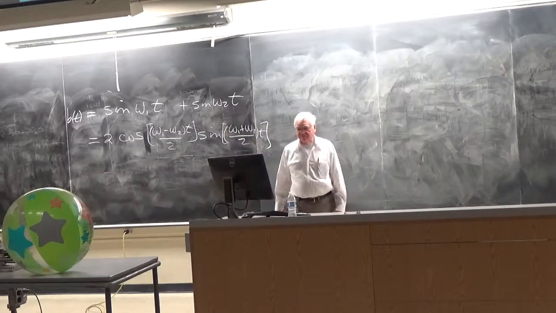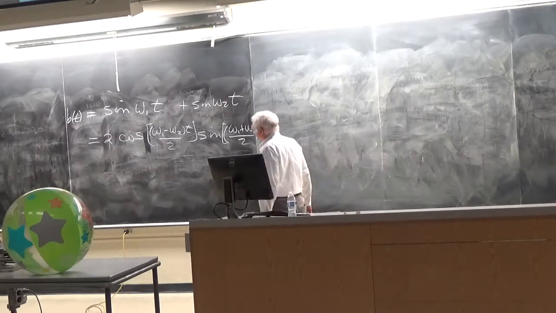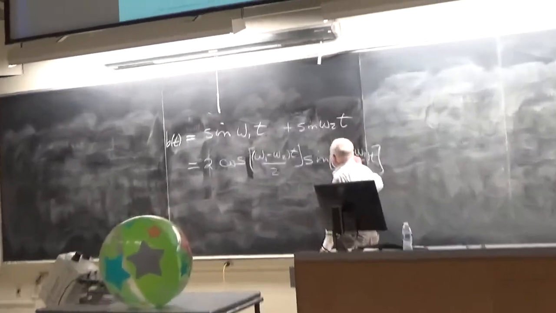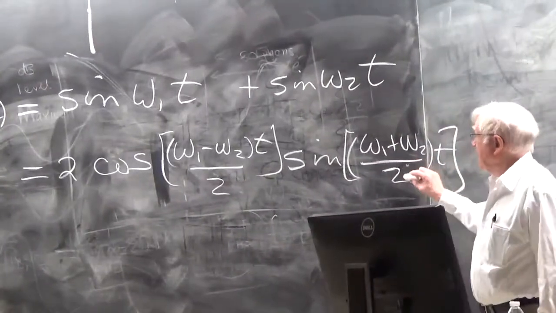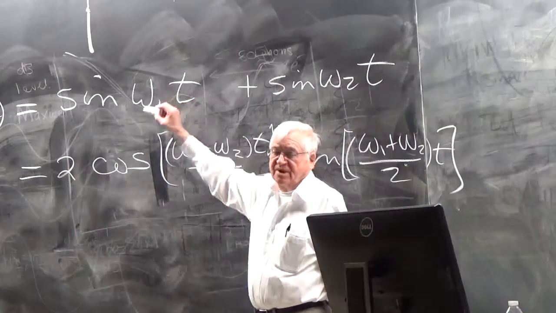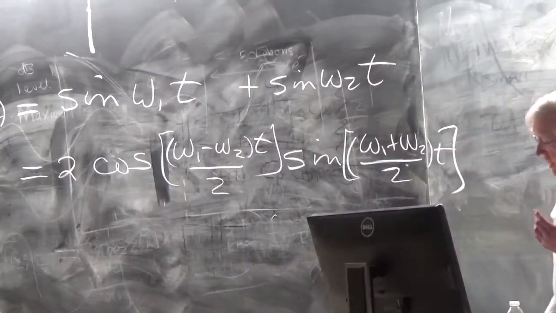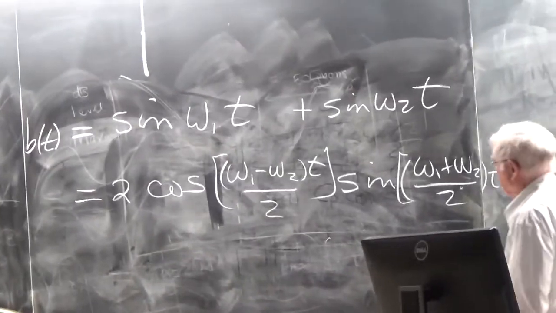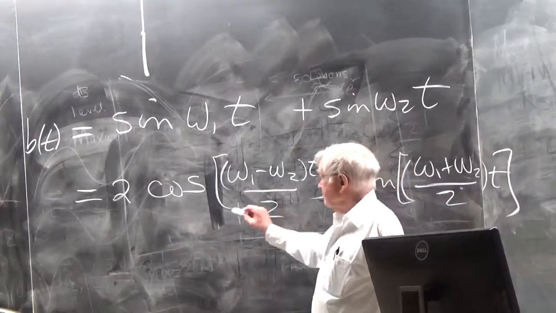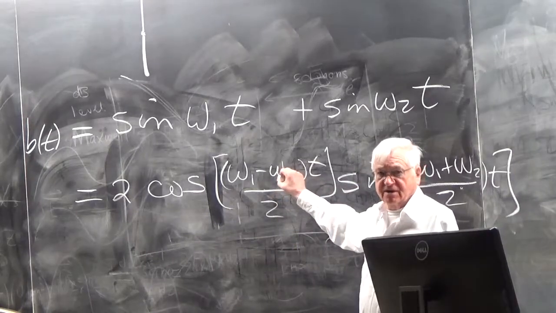And let's just see if I got the formula right. Yes. So this sine is just something like the average of these two. That is to say, it's a sine wave, a sound wave of the average frequency. On the other hand, it's modulated by a cosine of their difference.